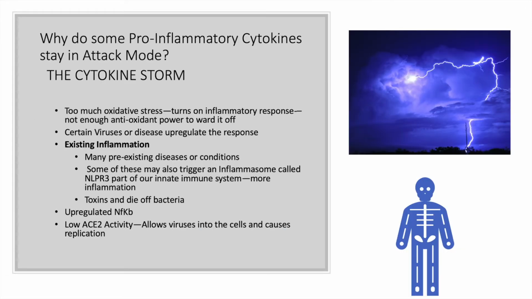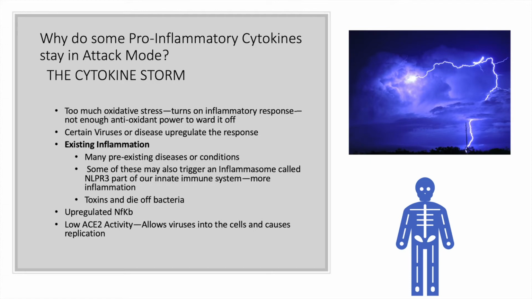Why do pro-inflammatory cytokines stay in attack mode, creating the cytokine storm? Sometimes there's too much oxidative stress. It turns on the inflammatory response, and there's not enough antioxidant power to ward it off. Certain viruses or diseases upregulate this response, this cytokine storm. So existing inflammation is one of the culprits that needs to be controlled. Pre-existing inflammation may be triggered by existing diseases or conditions.